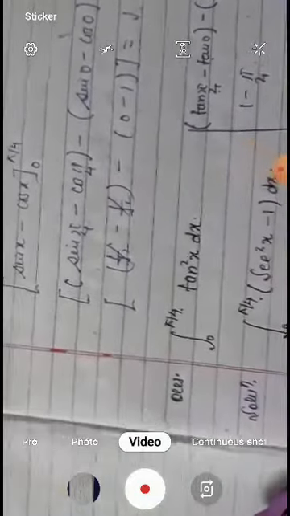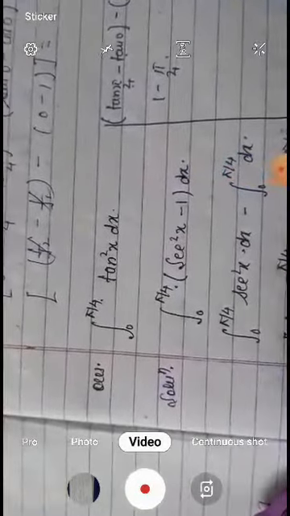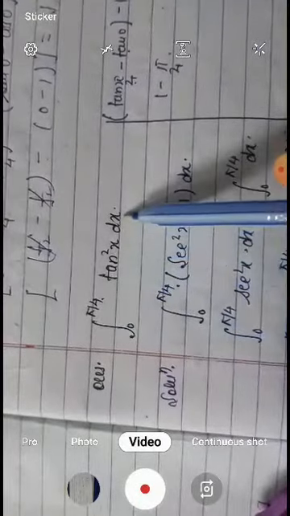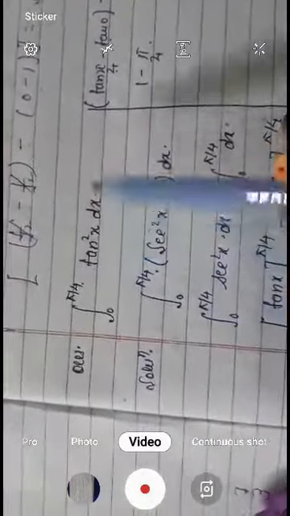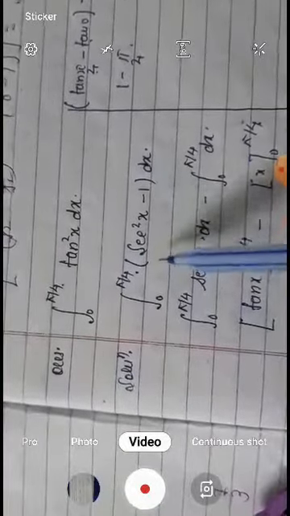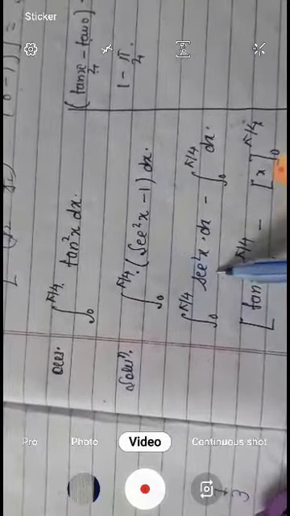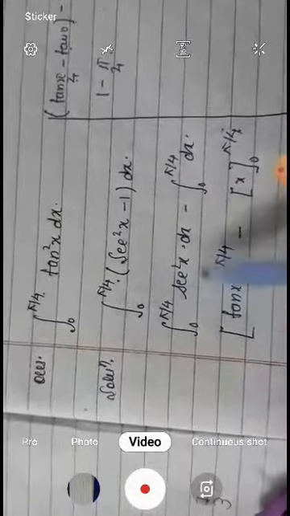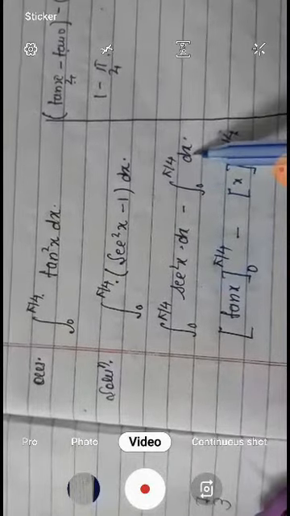The next question is the same as it is. See, pi by 4 to 0 of tan square x dx. Firstly, we have to rewrite tan square x as sec square x minus 1 dx. Now, sec square x minus 1 we have to split in two parts.